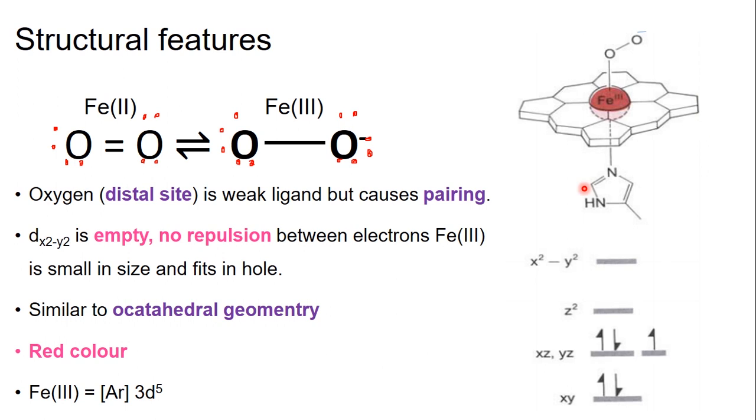And as of now, you can see the overall geometry to be octahedral because there are 4 bonds in the porphyrin and above and below we have 2 bonds, so totally 6 bonds. Then this entire structure gives hemoglobin its red color.